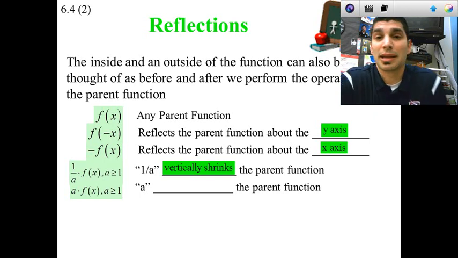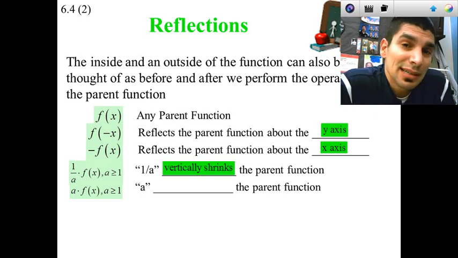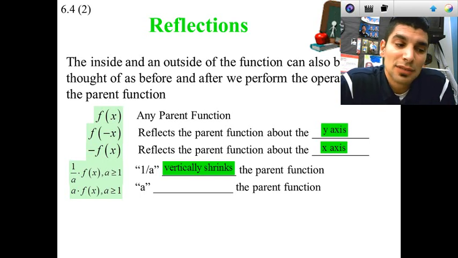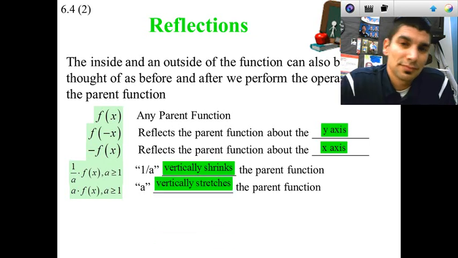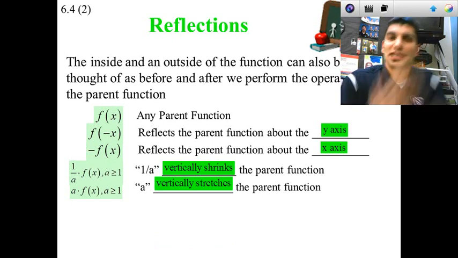Which means that your next one, a, should vertically what? It vertically stretches, vertically expands. One of those words will be fine. I'm going to say stretches because it's going to become bigger that way. Okay?